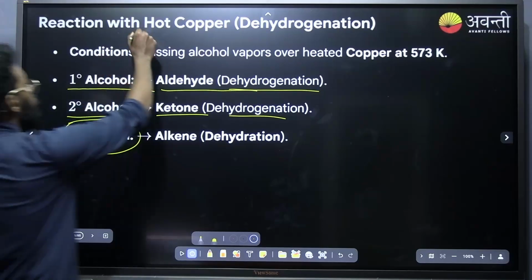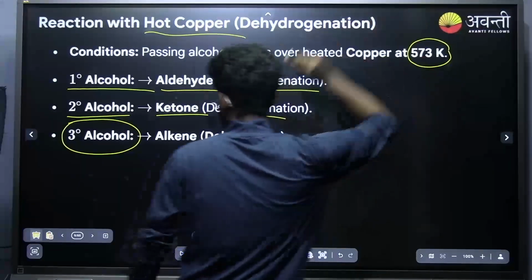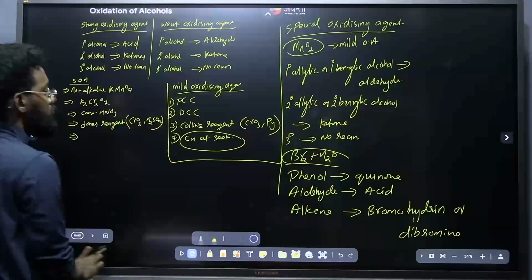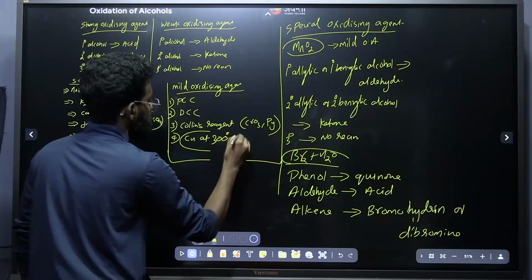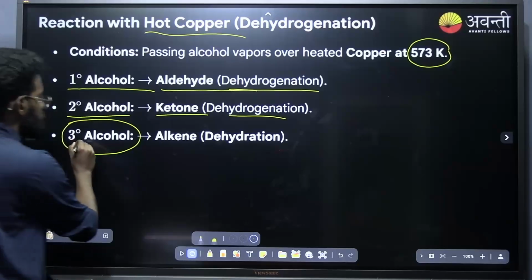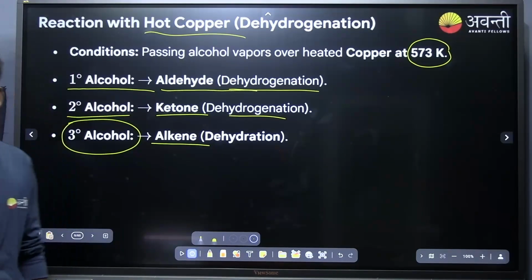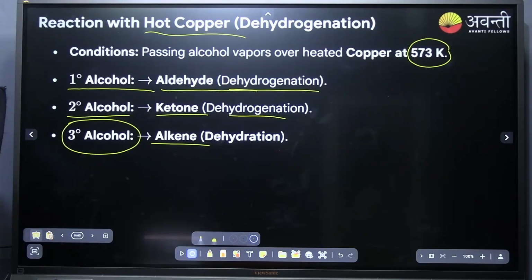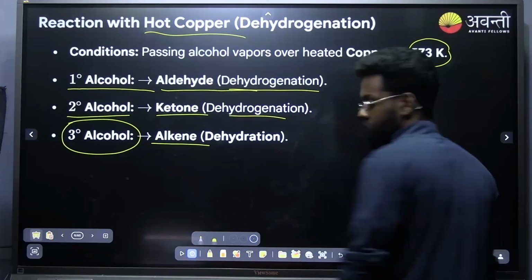But if I am using hot copper at 573 Kelvin, okay, it's 573 Kelvin, it's not 300 Kelvin, it is 300 degrees Celsius, tertiary alcohol will be converted to alkene. That is the point you have to note down in the case of the oxidizing agent copper. Okay, note it down. Everything we have covered here. Shall I move to the next?